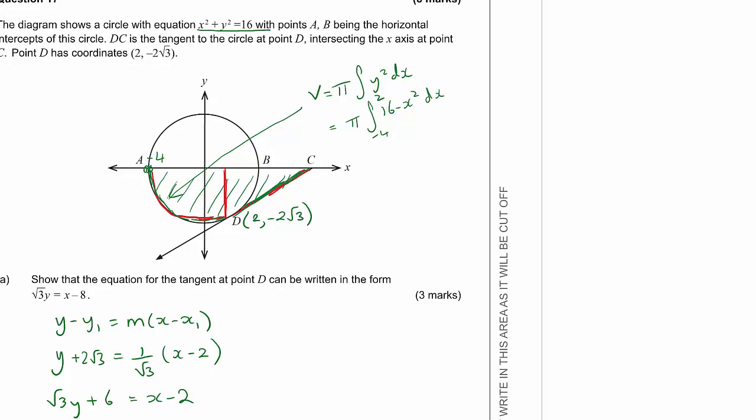Now, as far as this is concerned, this is just going to give us a cone. We don't even need to integrate for this one. It's a cone, and we know this is 8 and this is 2. So the height of that is 6, and the radius is 2√3. And so the volume of a cone is 1/3 pi r squared h. So that's just going to be 1/3 times pi times 2√3 squared times 6.